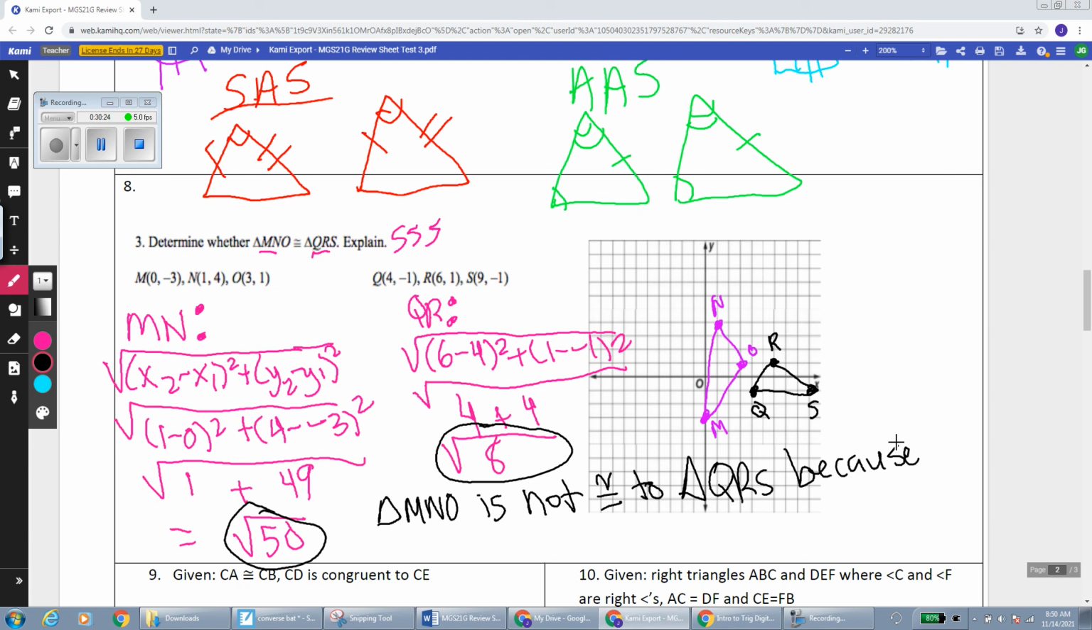because their corresponding sides are not congruent.